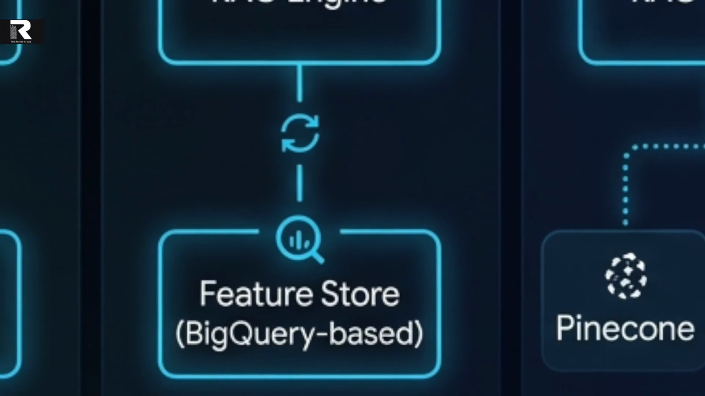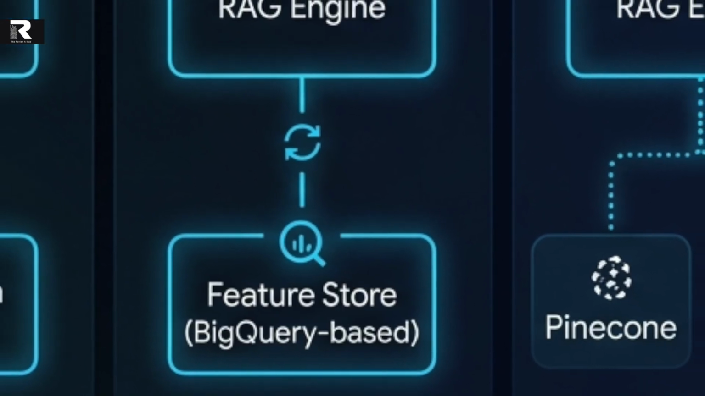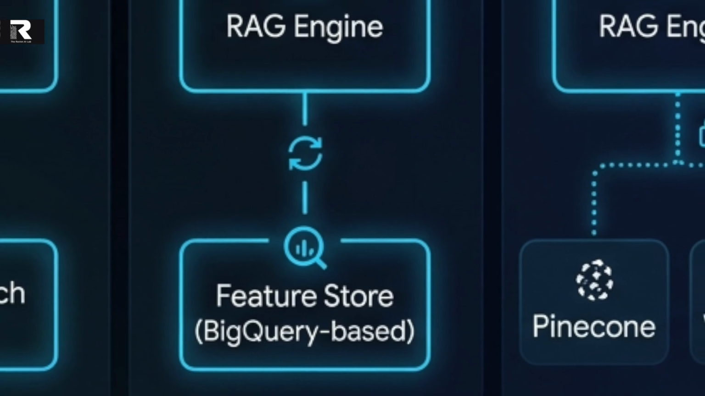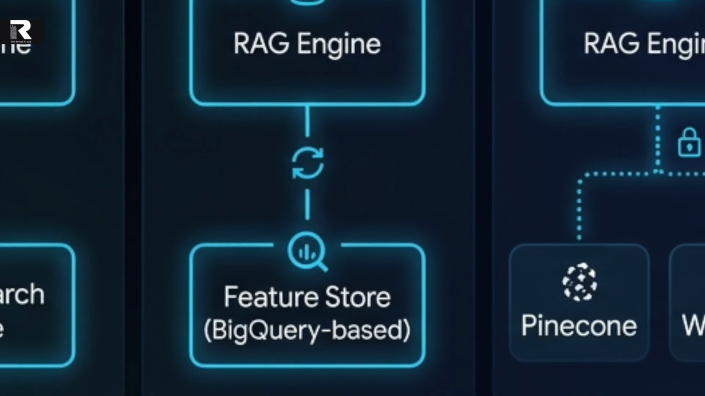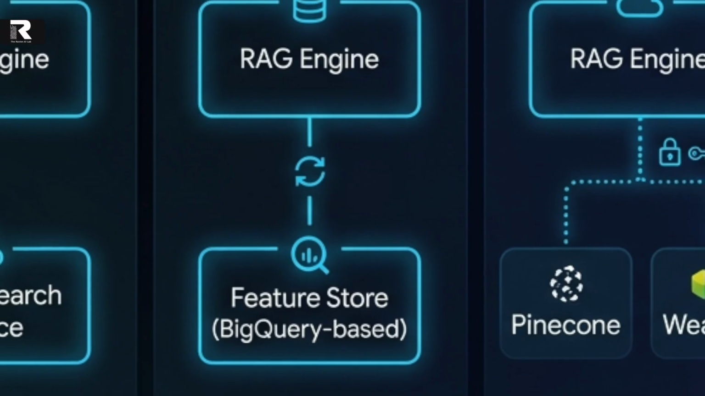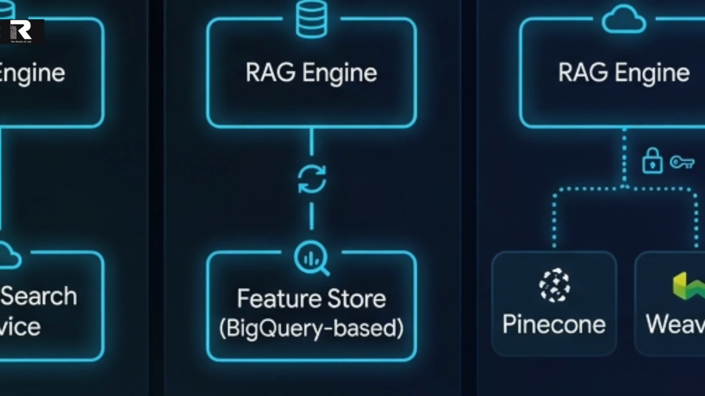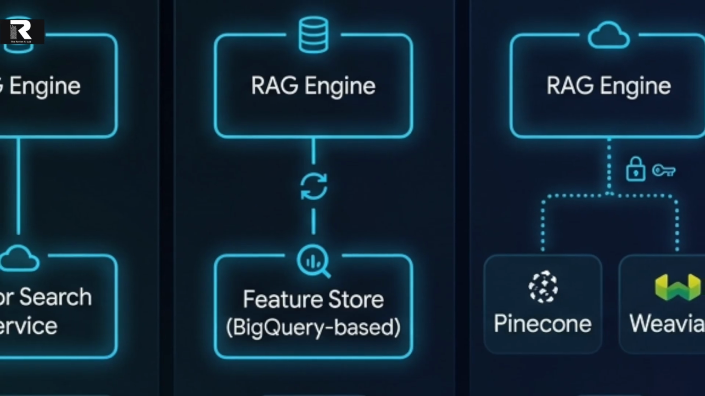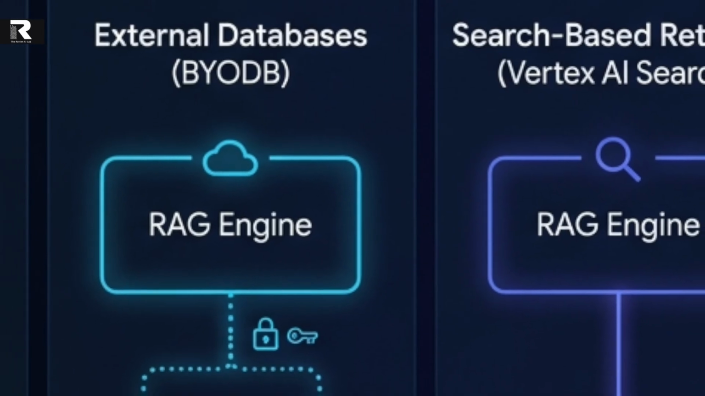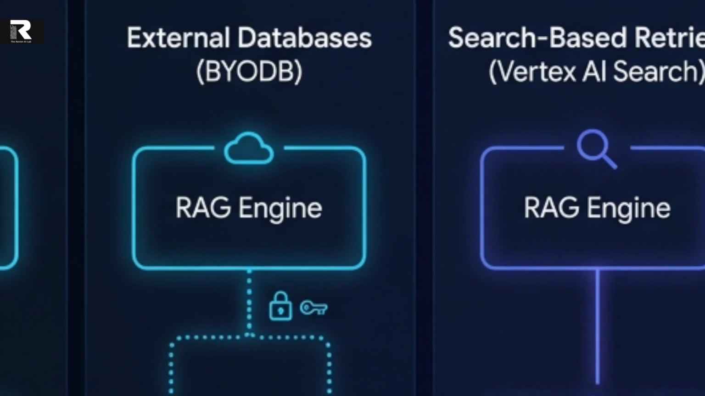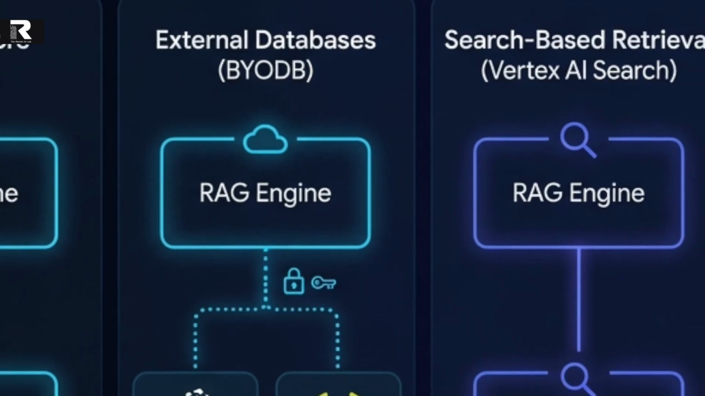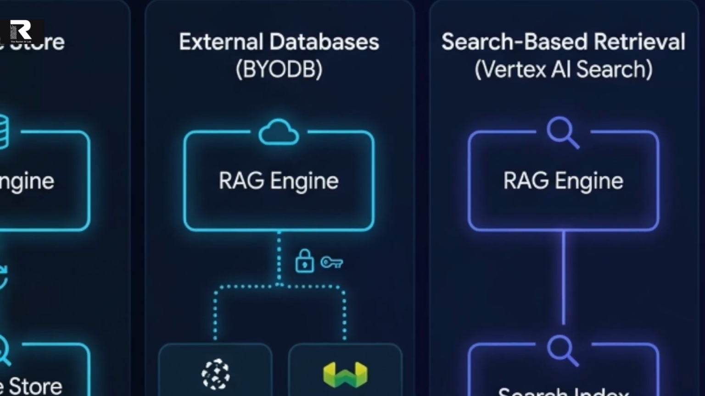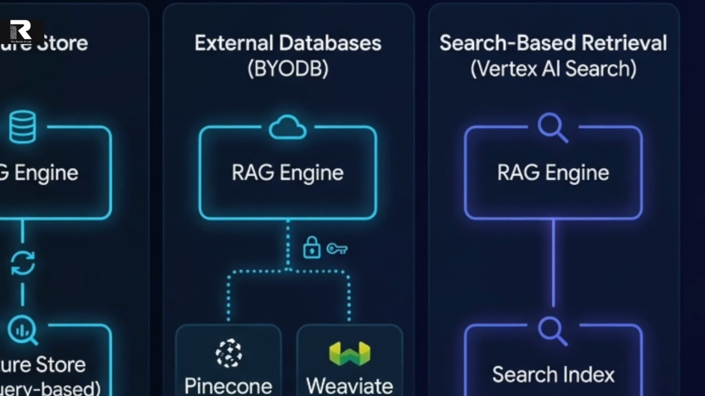Built on BigQuery infrastructure, integrated with Vertex AI workflows, and supports ANN-based retrieval. Trade-off: updates require manual synchronization before becoming available. Best suited for teams already using feature stores in production ML systems. 4. External databases, BYODB. RAG engine supports external vector databases for maximum flexibility.